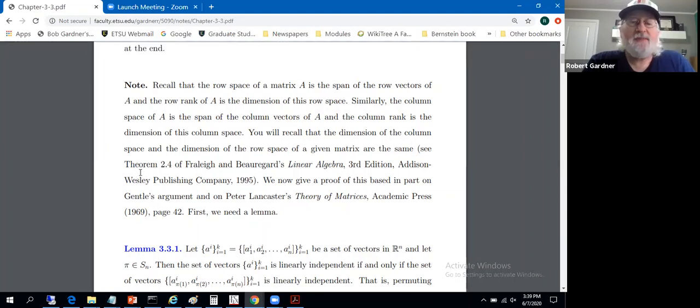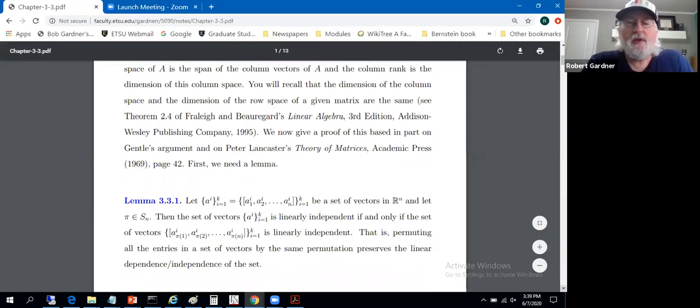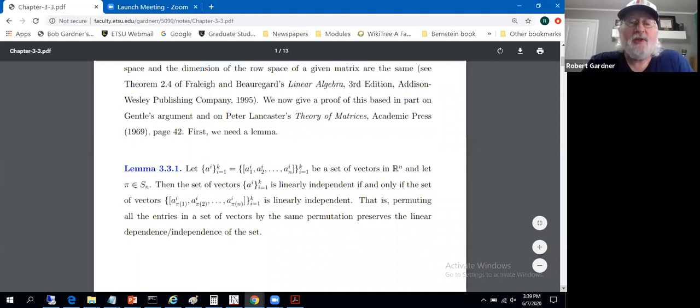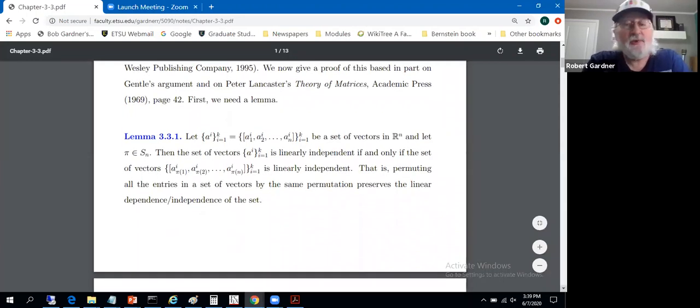It pops up in my notes as Theorem 2.4, fairly early on when you encounter matrices, but I doubt you go through a proof of it in a sophomore level class. So what we're going to give here is a proof based in part on Gentle's argument in our textbook, and I went to another reference for a few more details. Peter Lancaster's Theory of Matrices is from 1969. I had it on my bookshelf. But we'll go through and establish that the dimension of the row space equals the dimension of the column space for a given matrix, and that common dimension, of course, is the rank of the matrix.